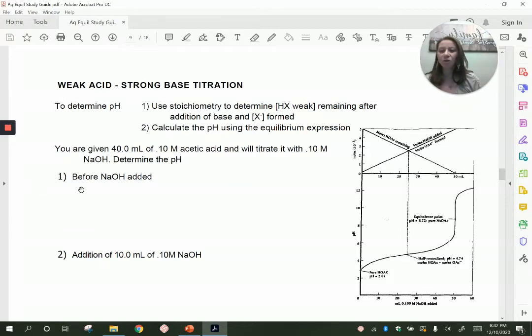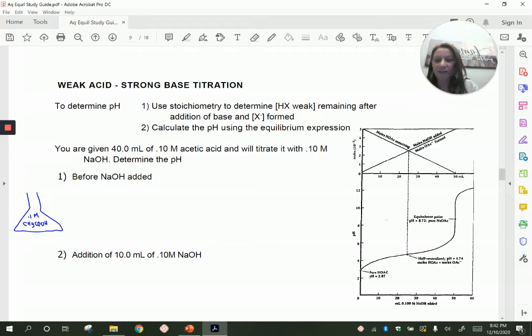So we first want to know the pH before any NaOH is added. So just our weak acid is in our flask. So here's our flask. We only have the CH3COOH and it's 0.1 molar. So since it's only a weak acid that is there, the way that we find the pH of a weak acid is by writing the dissociation equation for the weak acid and doing an ICE chart.